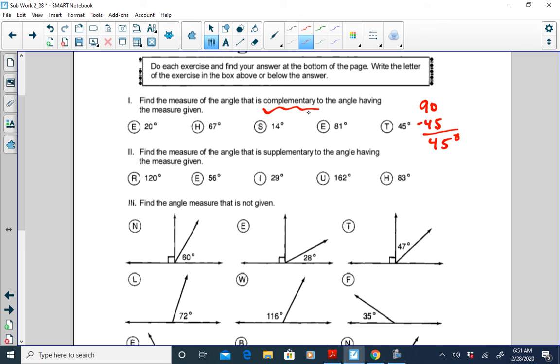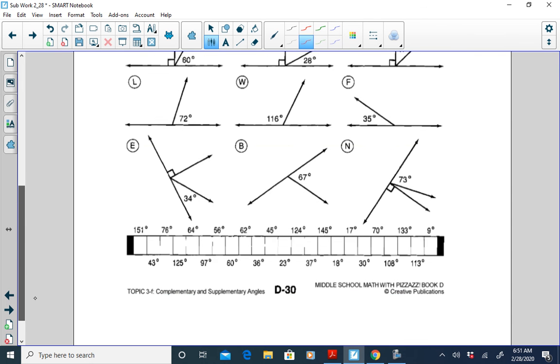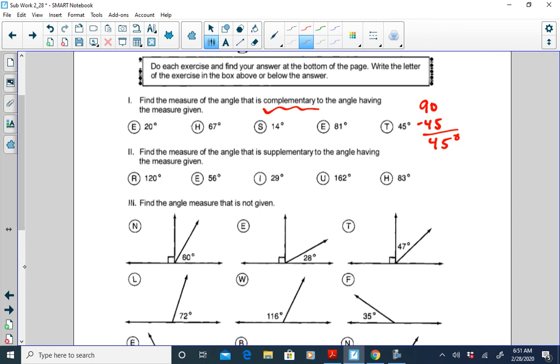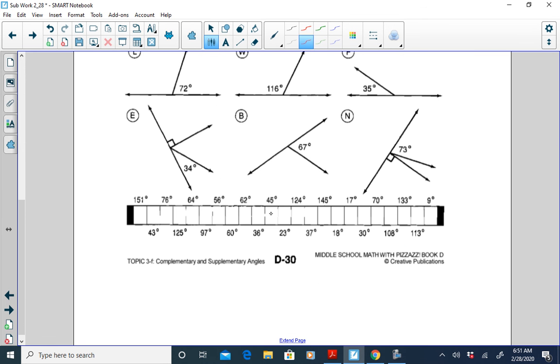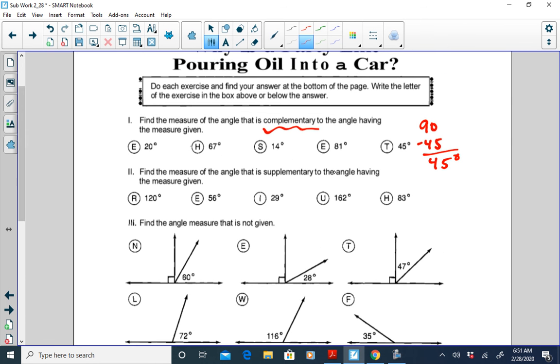That's going to be 45 degrees. Actually, we were doing the problem solving equations, but you don't have to solve equations, right? We're just looking for the complement or the supplement. So 90 take away 45 is going to be 45 degrees. So for letter T, letter T was 45 degrees. So we come down to the bottom where we see 45 degrees. We're going to write the letter T.